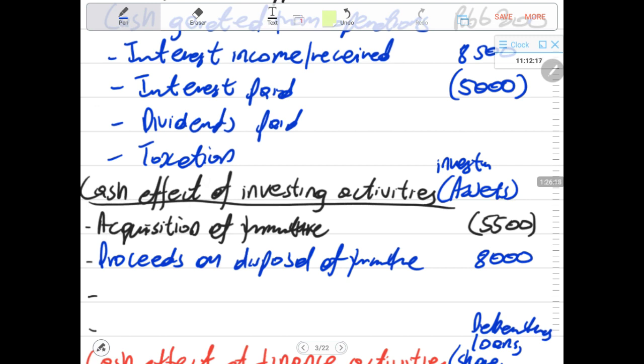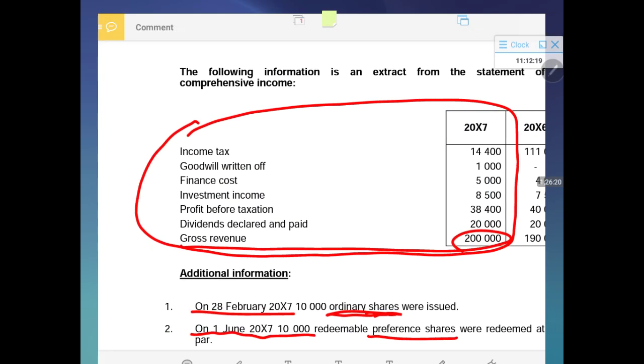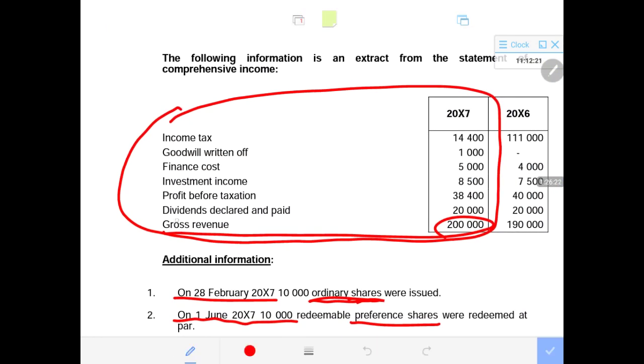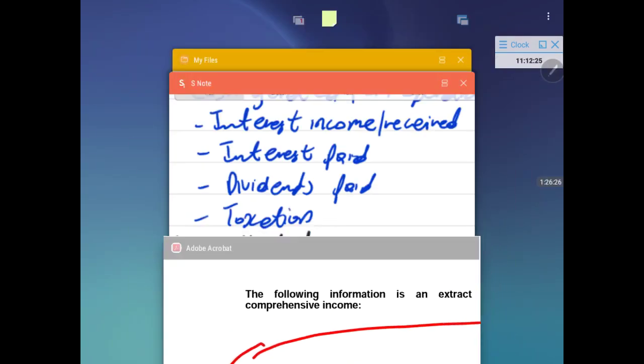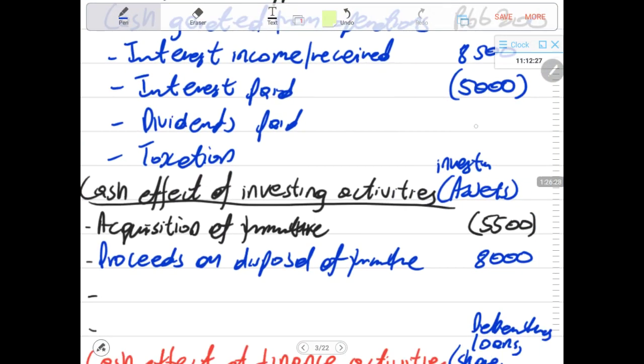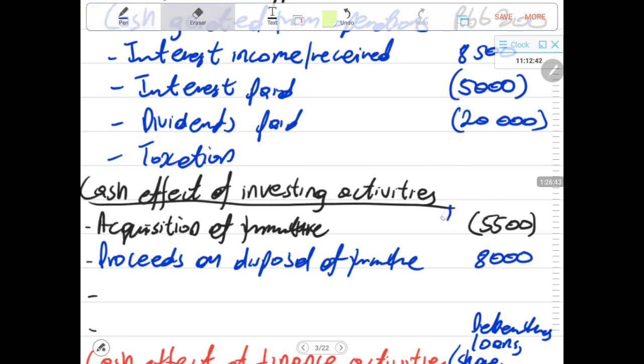They told us that dividends were paid, and they gave us the amount of the dividends that were declared and paid, amounting to 20,000 rands. So there's nothing to worry about, because they told us how much of the dividends were declared and paid. I'm just erasing this because I was using it to explain some other things regarding the investing activity.